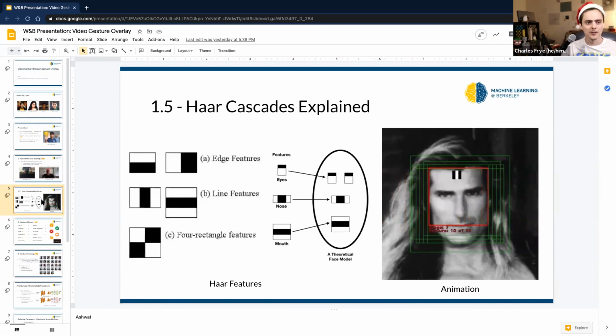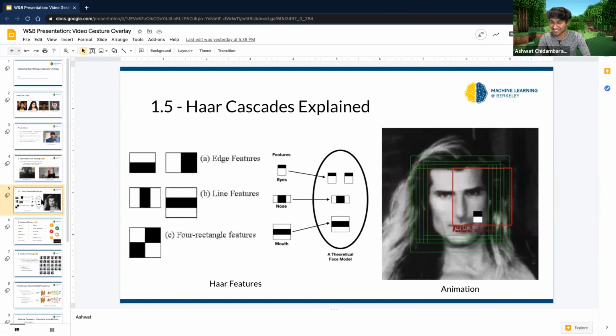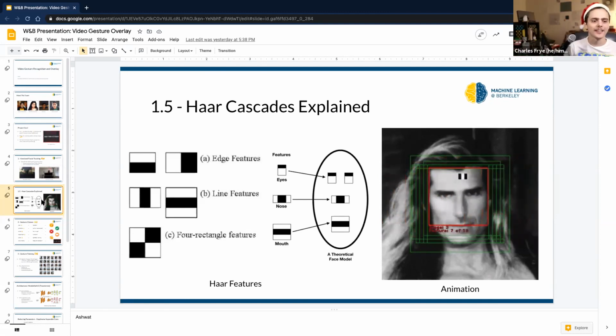It looks like somebody in the chat is suggesting multitask cascaded convolutional neural networks as a potential option. Yes, sorry, MTCNN, that's what I meant to say. That's one. Awesome, gotcha, thank you. Okay, that's MTCNN. Cool.